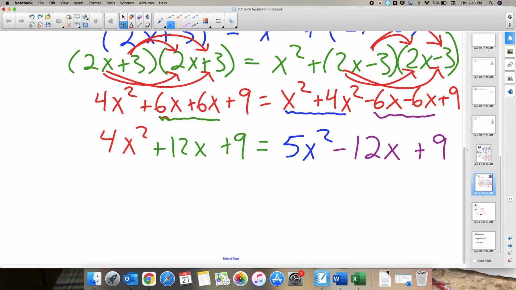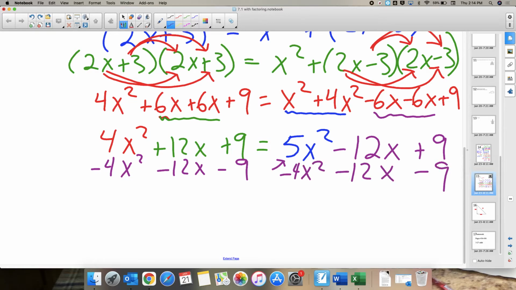If when you FOIL these out, we have x squareds and x's in the same problem, the first thing we need to do is set our equation equal to 0, which means I need to take everything to one side. Typically, people like to keep their x squareds positive. It makes life a lot easier. So I have more x squareds on the right-hand side, so I'm going to bring everything from my left-hand side over. That way on the left-hand side, I have 0.